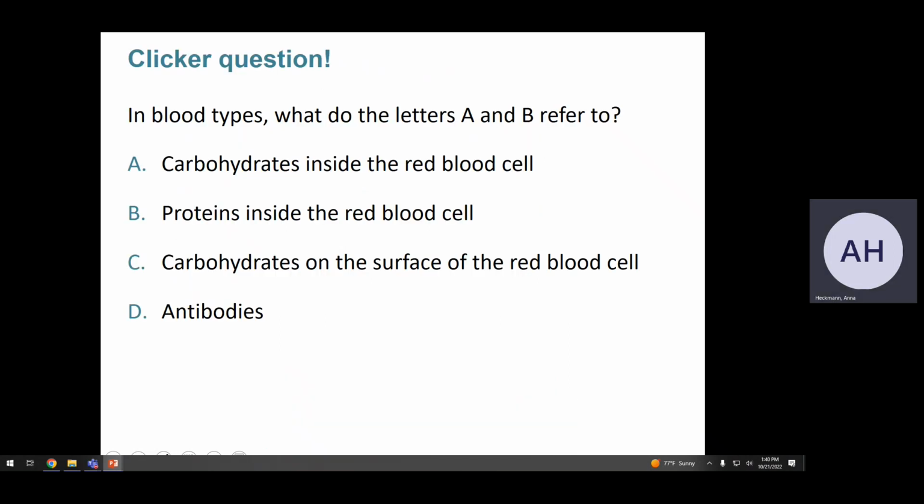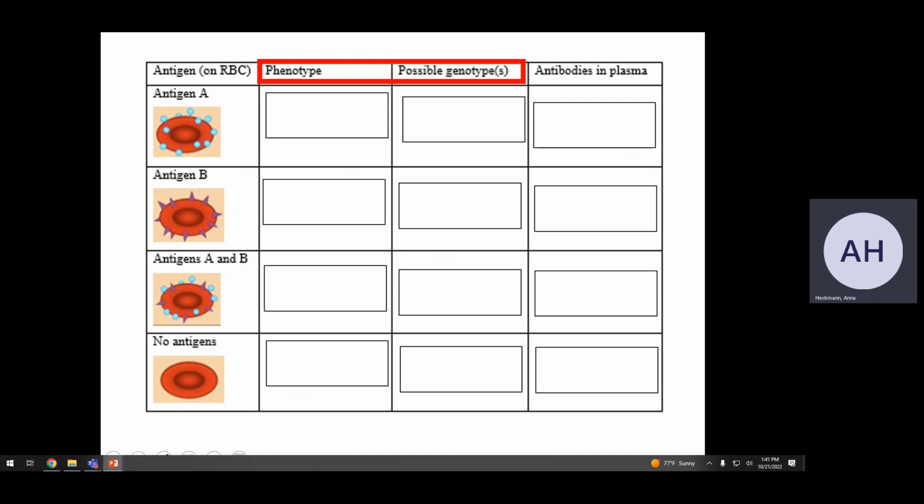Here's a clicker question. Go ahead, pause the video and answer the question. And the correct answer here is C. So let's fill out this table for phenotype and genotype. If a red blood cell has the A antigen, the phenotype is type A. Here we go.